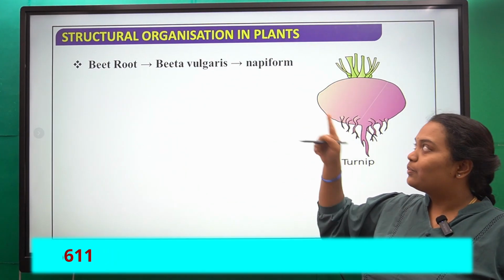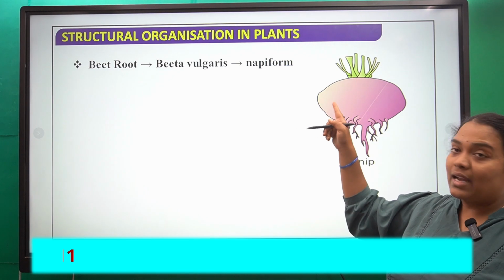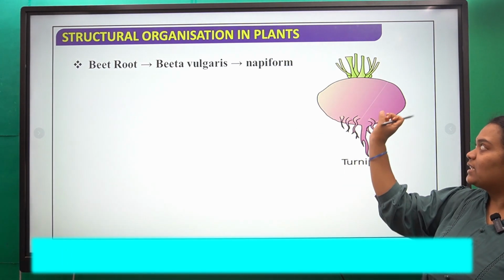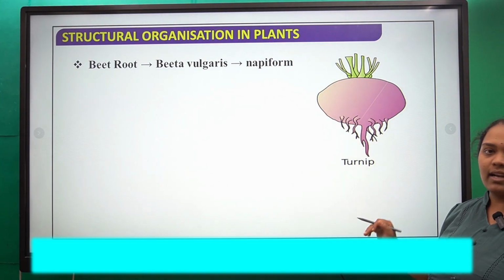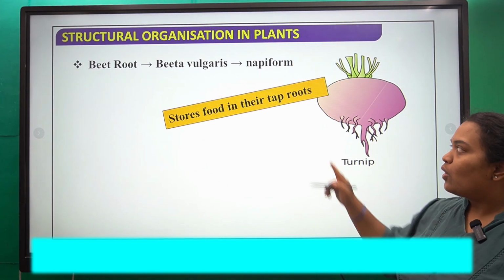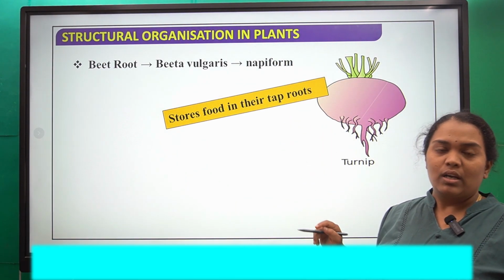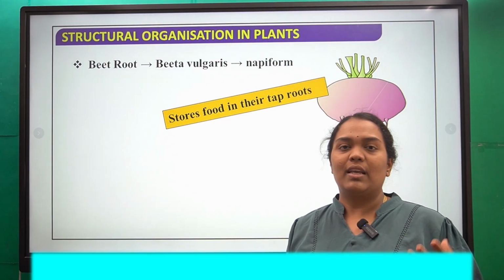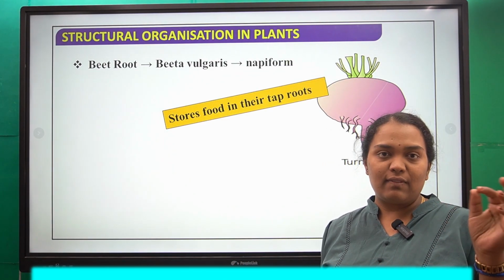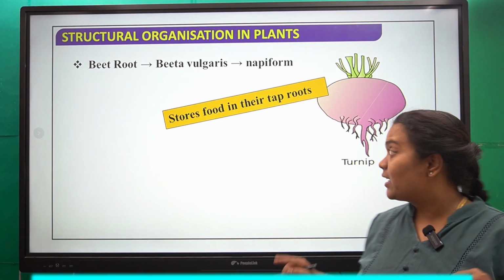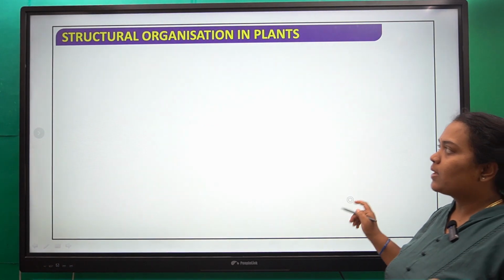Beetroot, also called Beta vulgaris, is napiform. Napiform means you can see it is very bulgy at the base and very thin at the apex. It stores food in the tap root. Tap root means the primary root is the area where the food is stored. This primary root again gives rise to small secondary roots, as you can see.